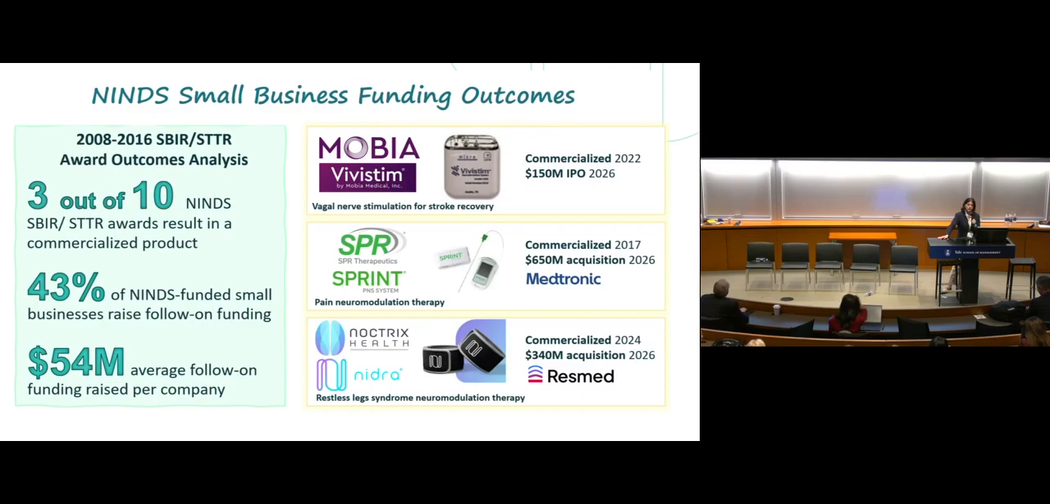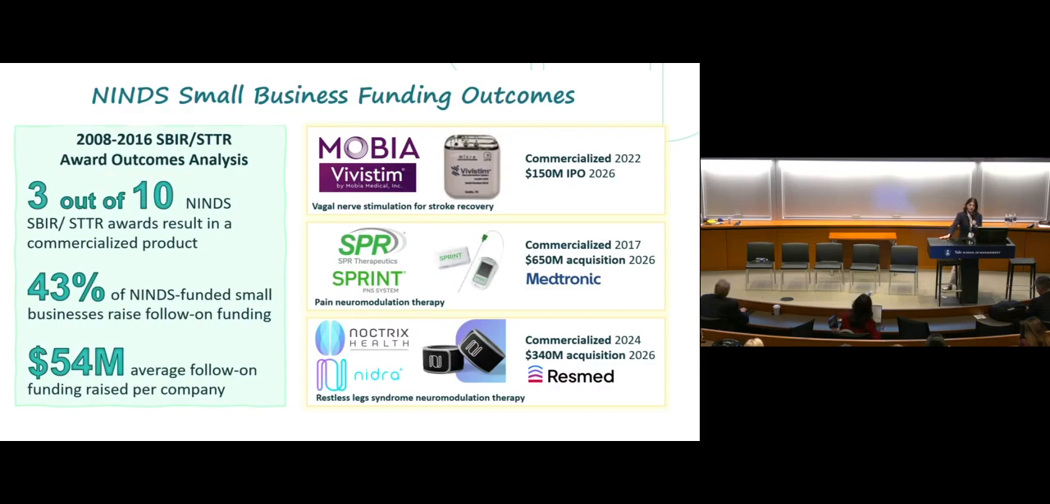We also actively track outcomes of our companies, and some of the milestones from this past month alone include Mobia MedTech's IPO earlier this month. They developed a vagal nerve stimulation technology to support motor recovery following stroke. SBR Therapeutics developed the Sprint peripheral nerve stimulation device to treat pain.